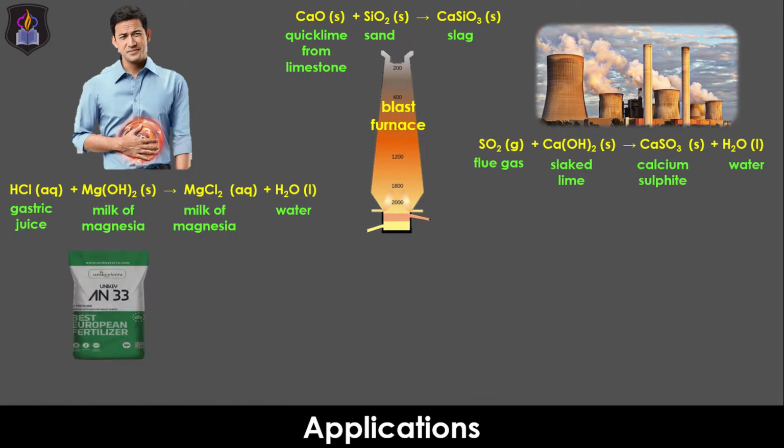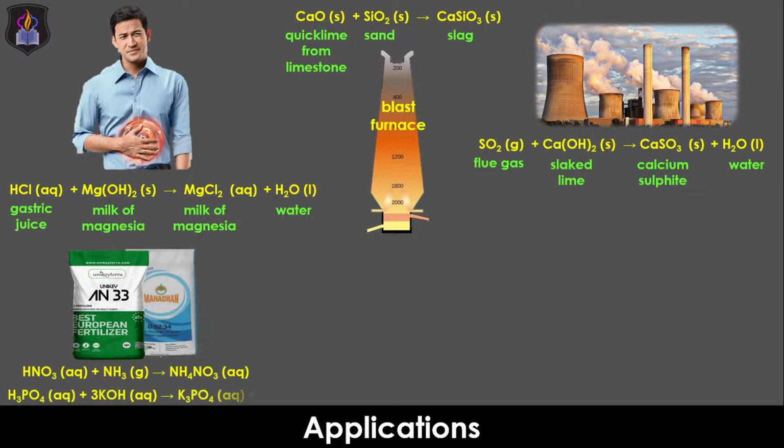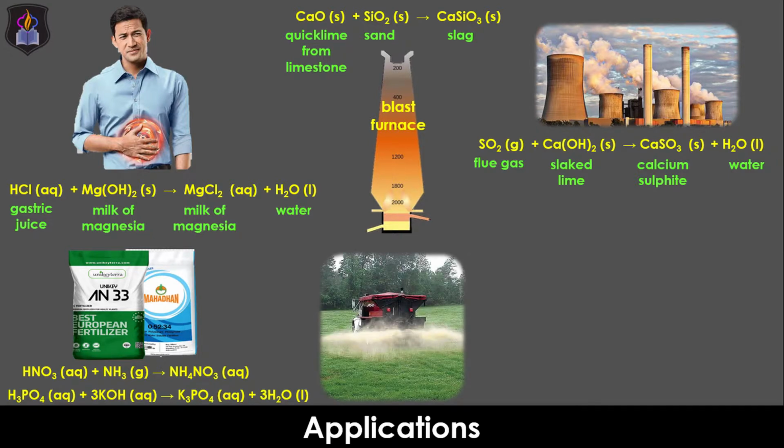The manufacture of fertilizer from nitric acid and ammonia gas is also an application of neutralization reaction. The acid reacts with the alkaline gas to form ammonium nitrate, an important fertilizer. Similarly, phosphoric acid is made to react with potassium hydroxide to form potassium phosphate, another good fertilizer rich in potassium and phosphorus.